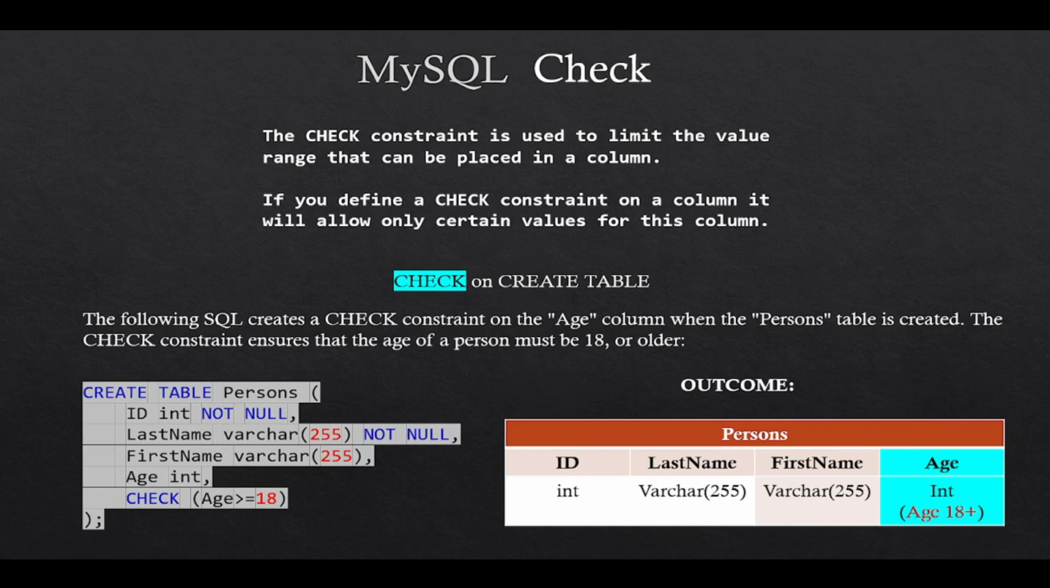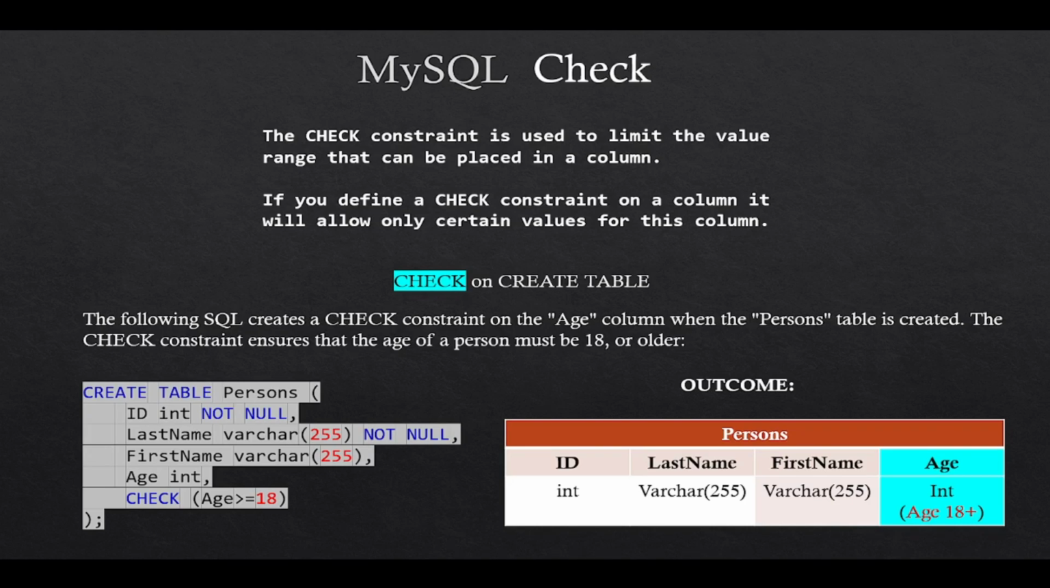So, CHECK on CREATE TABLE. The following SQL creates a CHECK constraint on the Age column when the Persons table is created. The CHECK constraint ensures that the age of a person must be 18 or older. So for this syntax, here is an example, guys: CREATE TABLE Persons, then ID int NOT NULL. NOT NULL represents that it will not accept a blank value, or a value that is missing.